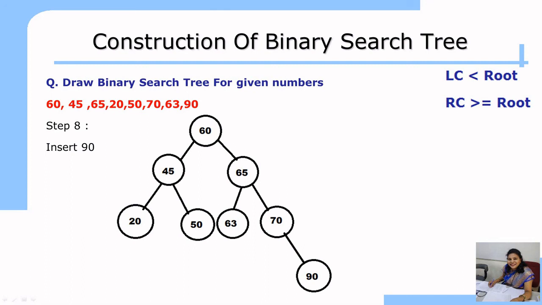So this is how we construct the binary search tree step by step. In step 1, we keep the first number as the root node, and then for each number we start comparing with the root node. If it is smaller, then we place it on the left side. If it is greater than or equal, we place it on the right side.